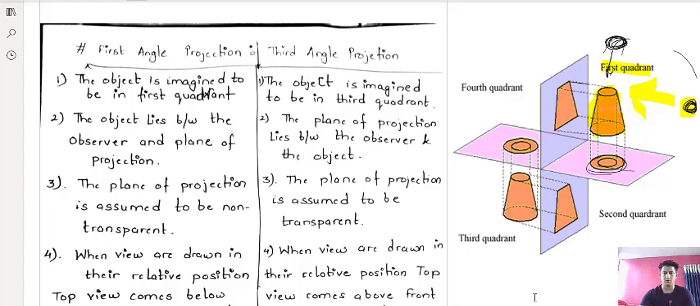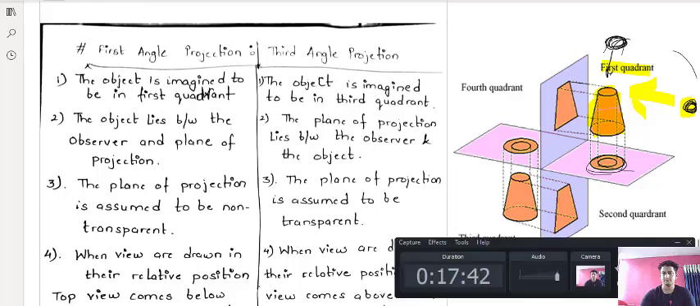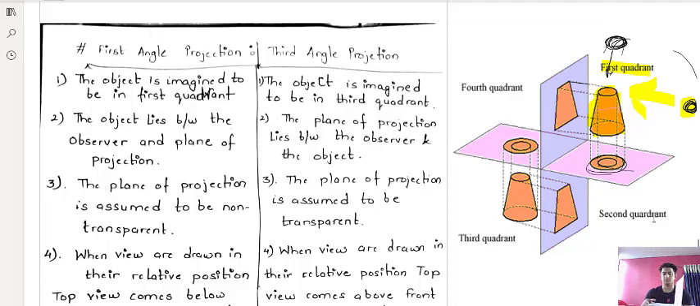Now suppose this was the object here and you were seeing the object from here. The ray of sight comes from here to the object, and the front view of that object has been drawn here. Now the observer comes here. From the top he is looking at the object, and the top view of the object has been drawn on the horizontal surface. So I hope this part is clear.